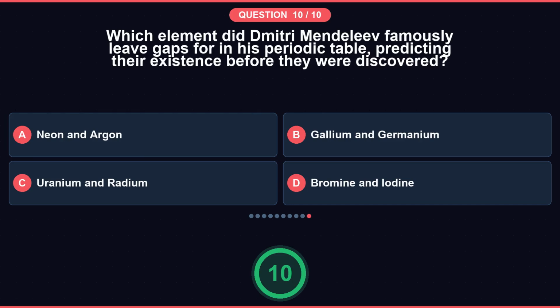Question 10. Which element did Dmitry Mendeleev famously leave gaps for in his periodic table, predicting their existence before they were discovered? A. Neon and argon, B. Gallium and germanium, C. Uranium and radium, D. Bromine and iodine.